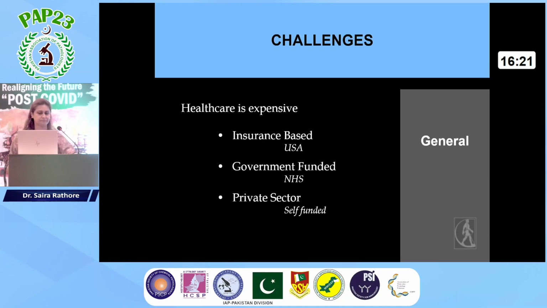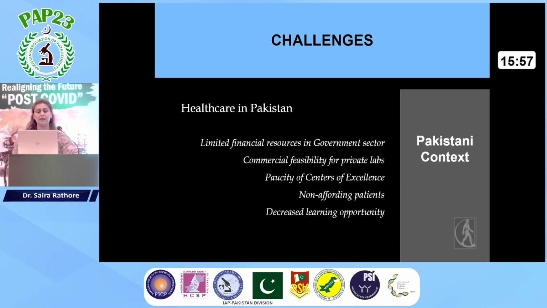But what about Pakistan? We do not have an insurance-based system here. Yes, we do have a government-based system, but it is not as effective and organized as the UK system. We do have a private sector, and they too have their limitations. The vast majority of patients in our country are non-affording, and these patients go to the government healthcare sector. Because of limited financial resources, it is not possible to cater to these patients effectively. Therefore, most government institutions provide only very basic tests or those tests which are cost-effective. In the private sector, most laboratories offer tests which are commercially feasible.